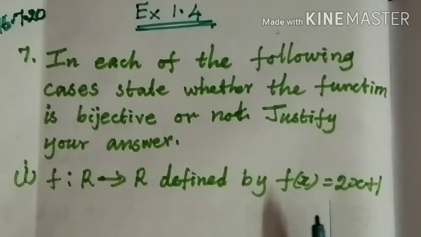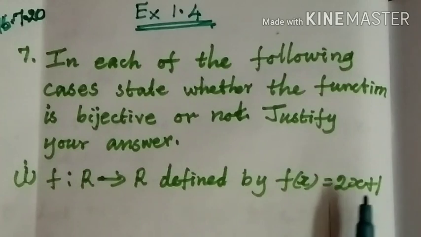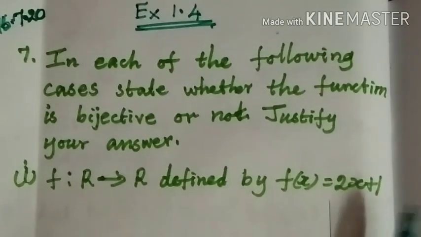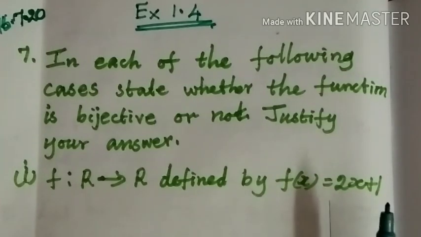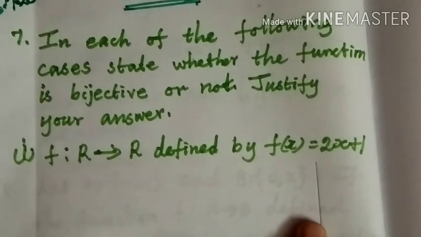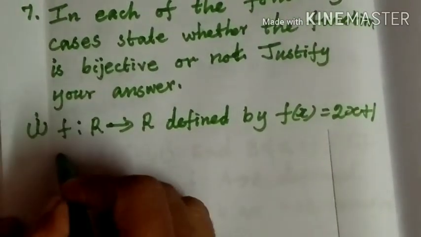See here, the given function is 2x plus 1. It is a linear equation. If it is a linear equation, it may be a one-one function. It is one of the clues for finding a one-one function. Now come to the solution.